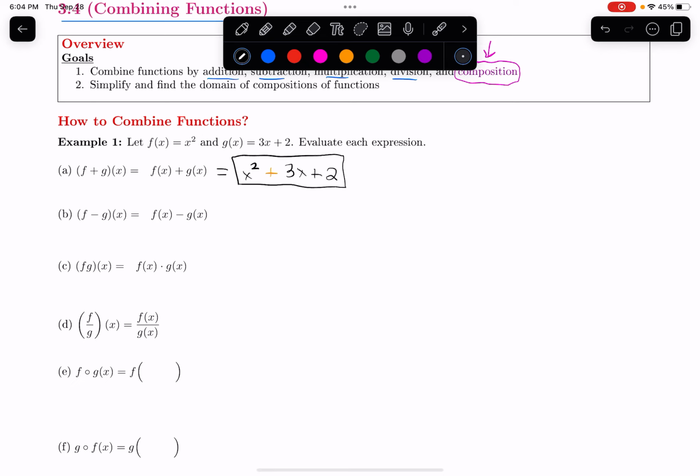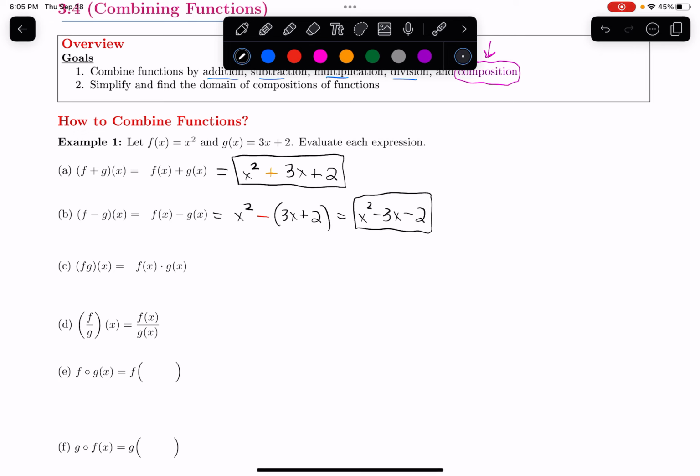Okay, all right, part B. What if I had a minus sign in this parentheses thing? Well, that's notation for subtracting functions. So I could write that as f of x minus g of x. So if I subtract my functions, I got x squared minus g of x. So when I subtract g of x, I got to subtract this whole thing. So I got to put a parentheses around it, minus 3x plus 2. And then that minus sign would distribute. So I get x squared minus 3x minus 2. All right, that's my subtraction.